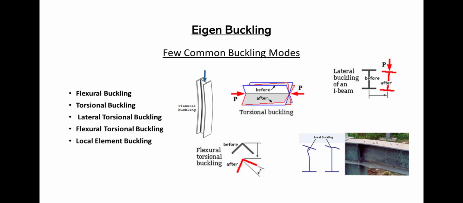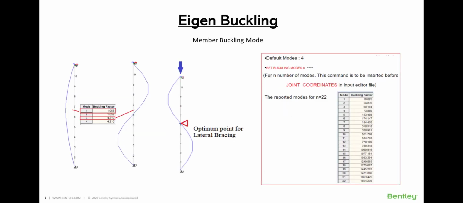If you model by the member element, you could see the flexural buckling mode in the post-processing mode. And all the other modes can be visualized if you model them by the plate elements. These are the flexural buckling modes. In general, the first positive mode is the mode of concern.